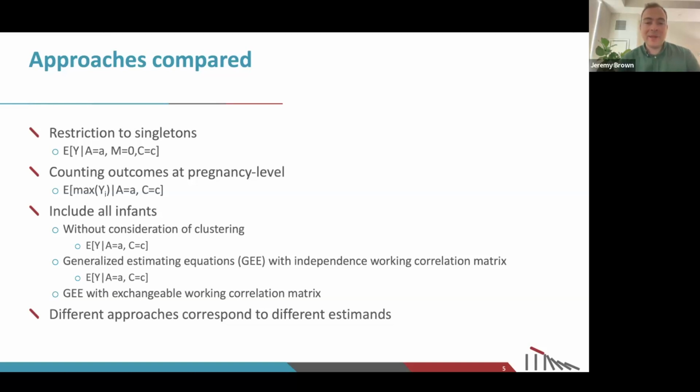And in some cases, in data that we have in practice, it may be hard to determine whether outcomes are in one infant or in the other infant, and therefore we may be limited to applying one of these two approaches of restriction or counting outcomes at the pregnancy level, when the question of interest may actually be at the infant level.